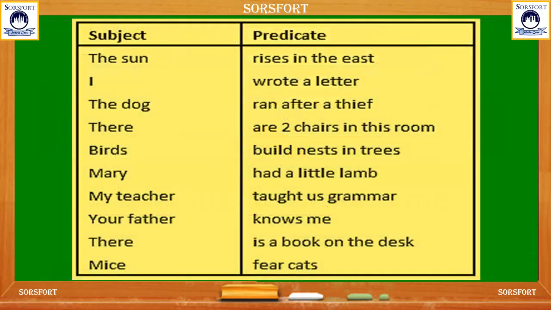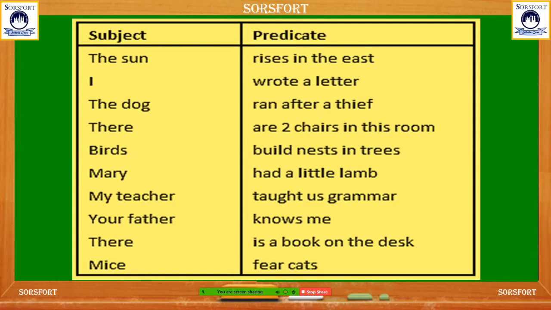So now let's see some examples of subject and predicate in a single sentence. So first one is the sun rises in the east. So the sun is the subject and rises in the east is predicate. I wrote a letter. So I is subject, wrote a letter is predicate. The dog ran after a thief. So the dog is subject or naming part. Ran after a thief. This is telling part about the dog. So this is predicate.